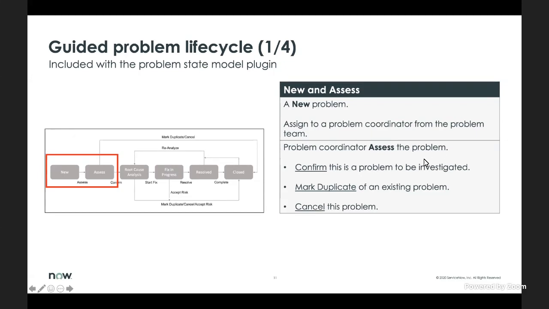Then when you've done that, they can assess the problem and confirm it's a problem they're going to be investigating, which would move it to the root cause phase. Or they could mark it as a duplicate of another problem, which will move over any incidents that are on this problem to the problem that it's a duplicate of, or they could cancel this problem. So that's what you can do from the new and assess phase.